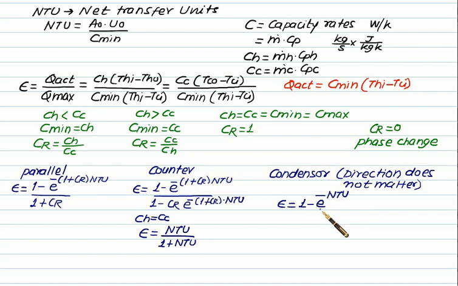Whenever we have Ch equal to Cc, it means that we have Cr equal to 1. This time also, if Ch equals Cc, that is Cr equal to 1, then 1 plus 1 becomes 2, and we have effectiveness equal to 1 minus e to the power minus 2 times NTU, divided by 1 plus 1, which is equal to 2.